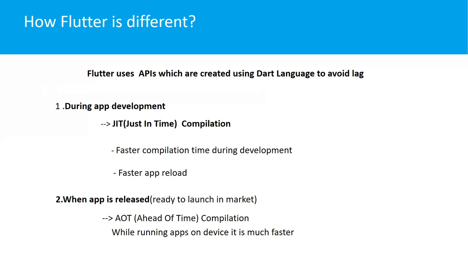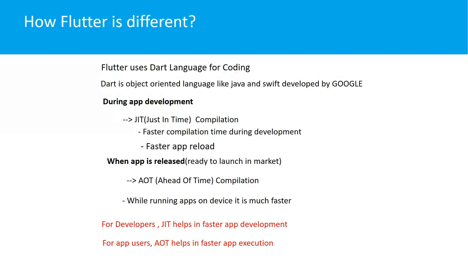In the case of Flutter, they provide a hot reload option. Because of this, with just a single click, I can see the modifications. Okay, the second one is AOT, ahead of time. Because of ahead of time compilation, we can avoid the lag. Finally, what I can say is JIT is somewhat developer friendly and AOT is somewhat user friendly.